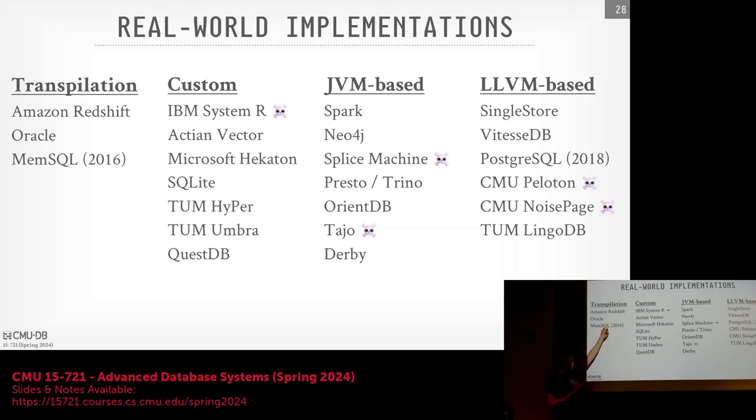The translation category would be the source-to-source stuff we talked about to begin with, like Haiku. The custom one will be, although actually Hyper should be over here, but on the other side. Different systems are doing different things. Sometimes they're using LLVM, sometimes they're not, or the CLR if it's on Microsoft stuff. Then there's a bunch of Java databases doing just-in-time compilation from the JVM. And then here are all the ones that are using LLVM. The skull and bones means these systems are dead. We've killed two at CMU. Not proud of it, but it happened.